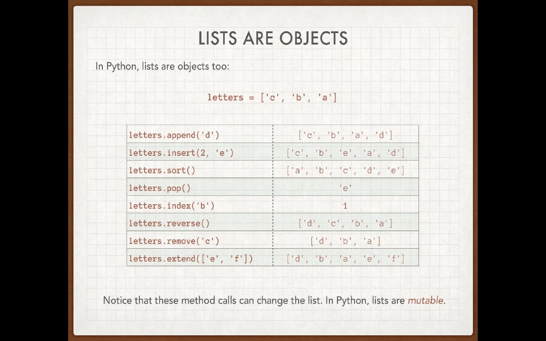And extend is a way that I can combine 2 lists together. So it's a little more sophisticated than append. So if I have the list DBA and I extend it with the new list EF, you can see that they combine into one list. And again, remember, lists are mutable.